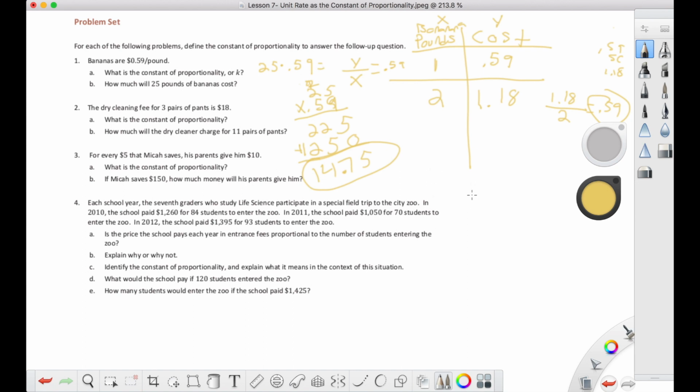So I could also do this by setting up an equation, which was in those notes that you took, right? So y is going to equal x times k. So x is the numbers in this column, y is the numbers in this column, and k is our constant of proportionality. So in this instance, you could have 1.18, right, equals 2 times 0.59. This is our y value, our x value, and our constant of proportionality.